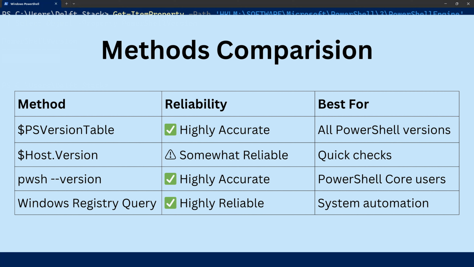To summarize, here are the 4 best ways to check your PowerShell version. $PSVersionTable, the most reliable and recommended method. $Host.Version, quick but may not always be accurate. pwsh -version, works only for PowerShell Core users. Windows Registry query, best for automation and remote queries.